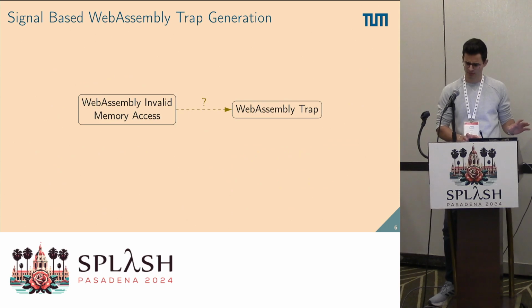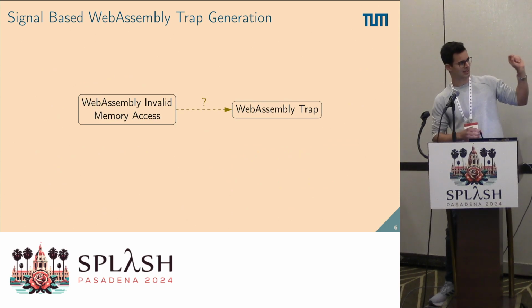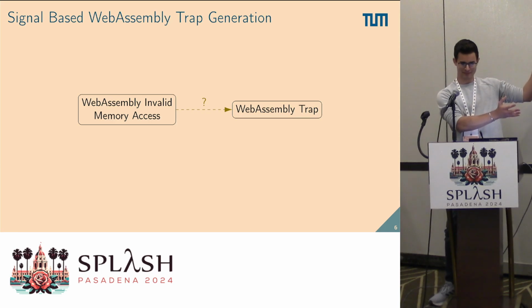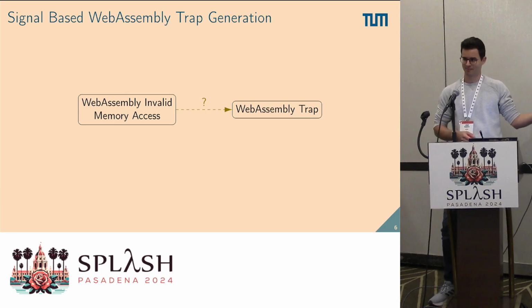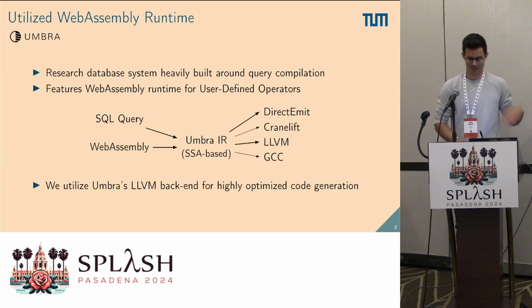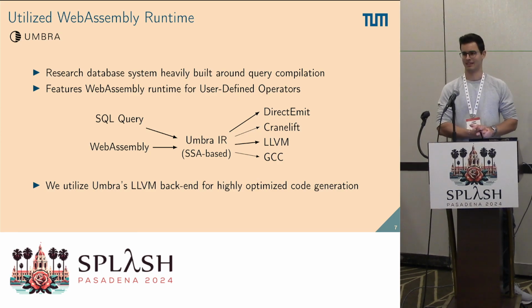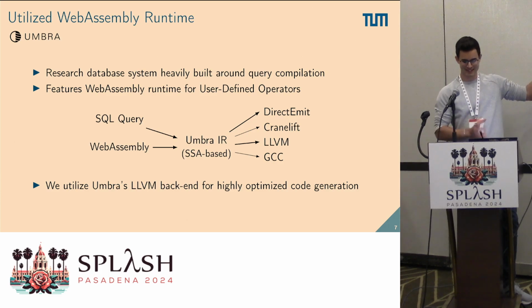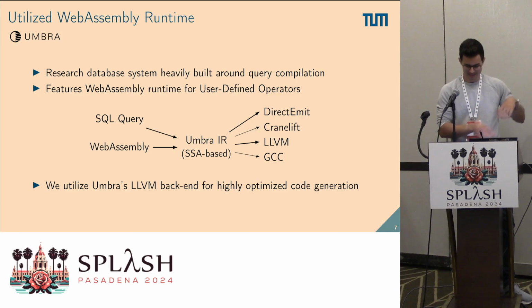There's one last problem though, how do we get from the invalid memory access, which raises an exception in the CPU, to the WebAssembly trap? We have to do this, this is more an engineering effort. The paper I'm presenting was written for a database system that my chair develops, which is called UMBRA. This is just a basic context to know we're writing our WebAssembly runtime in C++. And in the end, we generate LLVM code that is then compiled there.